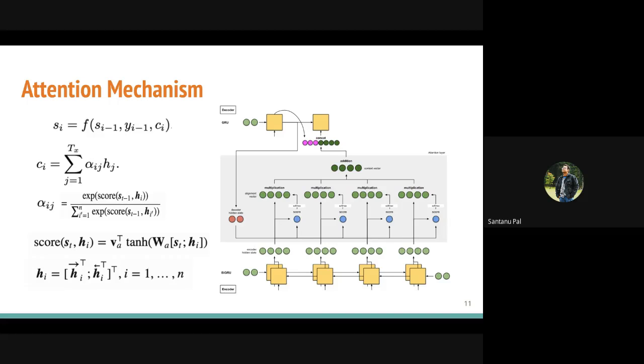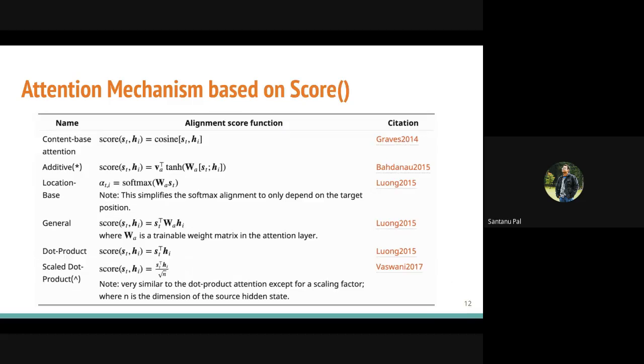So attention is not related to any particular architecture like CNN or RNN. You can apply attention in either CNN or RNN. Is it clear? Yes, sir. Okay, so let's see, any further questions?